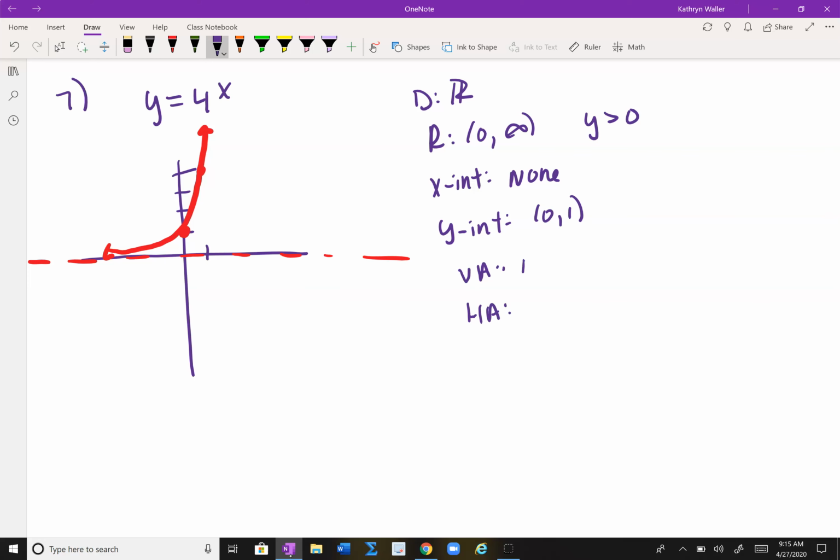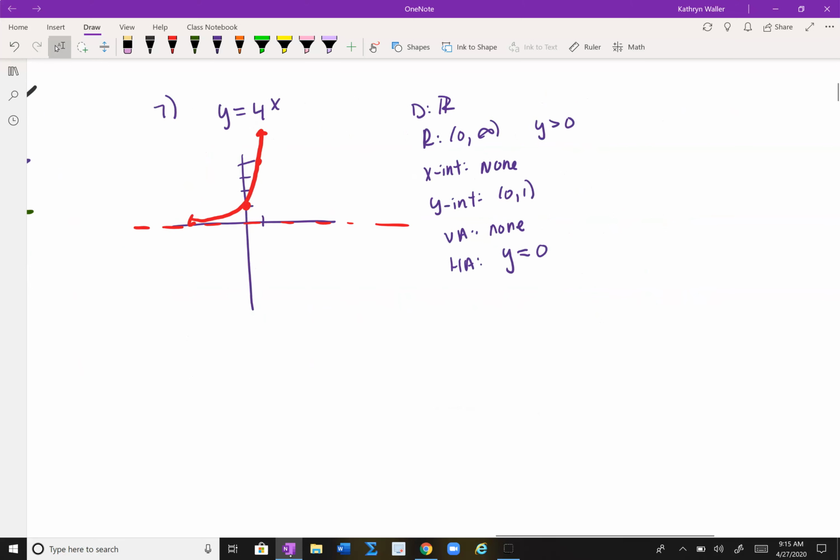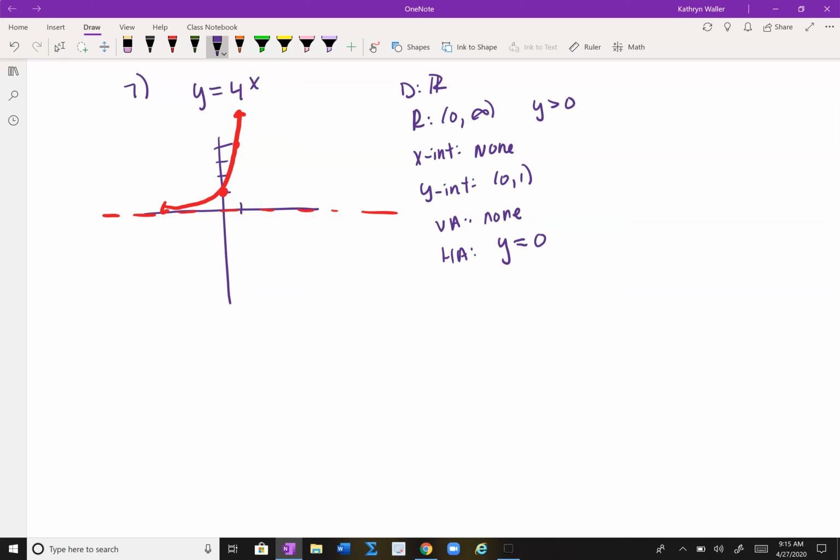Well, you don't have vertical, so that's none. Horizontal touches the y-axis, so you have to write y equals, and it touches it at 0. Okay? Okay, so that was question 7. Here's question 8. I'm actually going to use 7 to help me do 8.